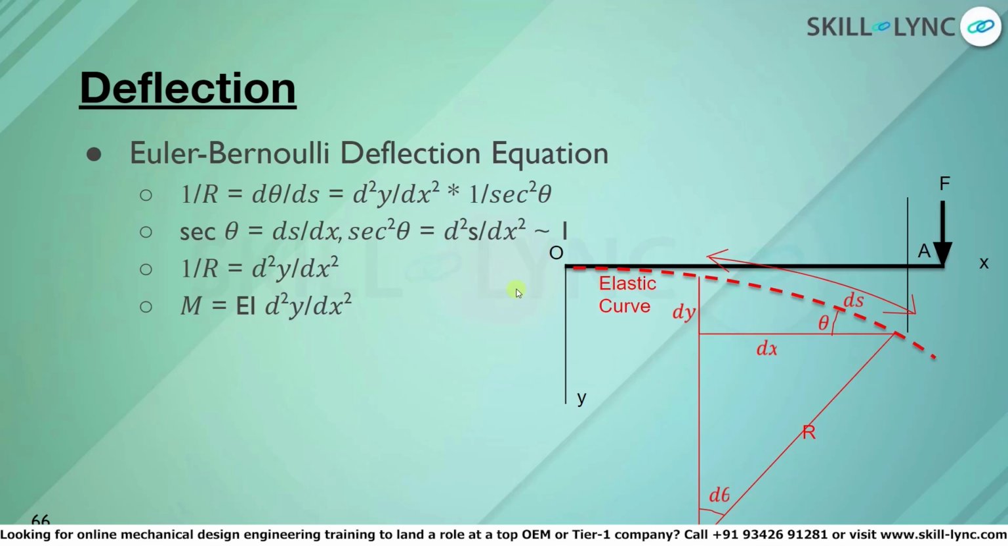Now, if we look at the bending equation, M by I equal to E by R equal to F by Y, it can be rewritten as M, which is the moment of resistance, equal to Young's modulus multiplied by moment of inertia multiplied by 1 by R, which is the value of bending. Thus, moment of resistance is equal to EI d square y divided by dx square. Since 1 by r is equal to d square y divided by dx square, using this equation, we can calculate the deflection.